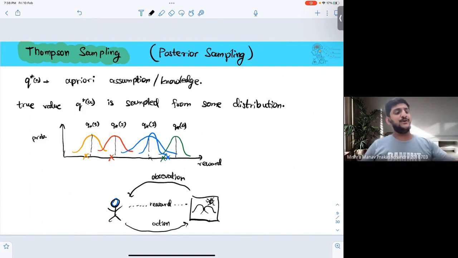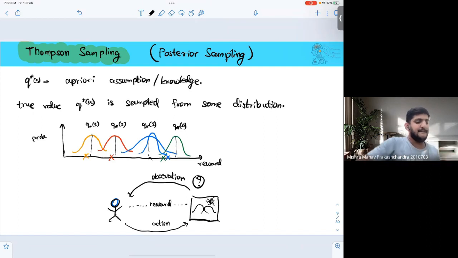Now if you look at the bandit problem, you see that bandits don't return any observation. There is no notion of an observation in a bandit problem, right?